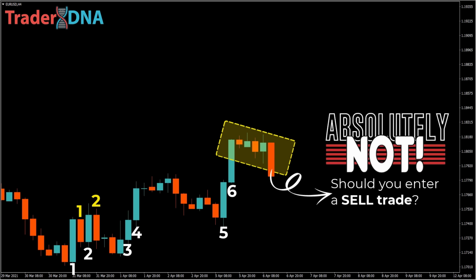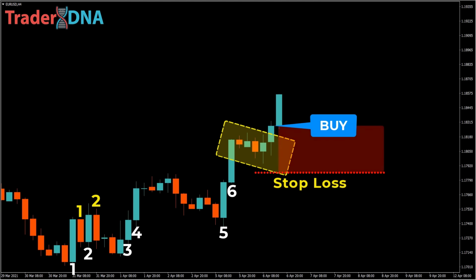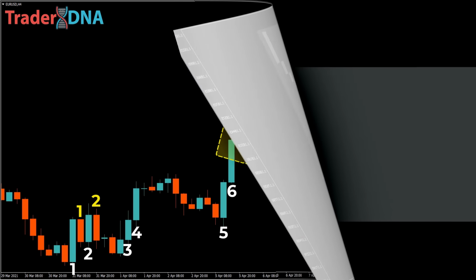But if the price breaks higher, like this, boom, that's your signal. You should immediately enter a buy position on the next candle's opening price. Set your stop loss below the nearest swing low. Let the trend do the heavy lifting. This is a high probability trade, low risk, massive reward. And look what happens next. Prices skyrocket. This is the power of trend bar trading. It puts you in sync with the market, allowing you to ride strong trends with confidence and maximize your profits.